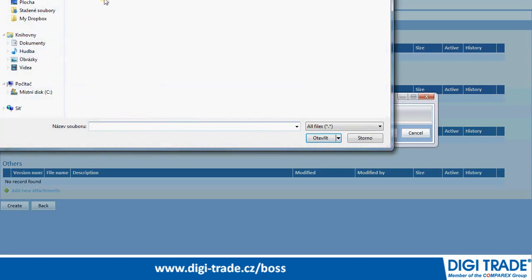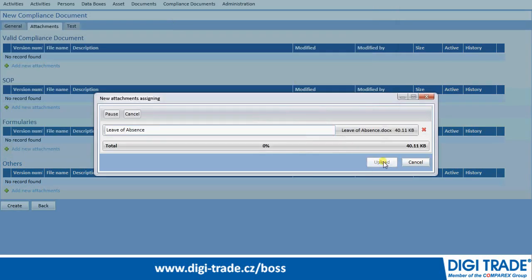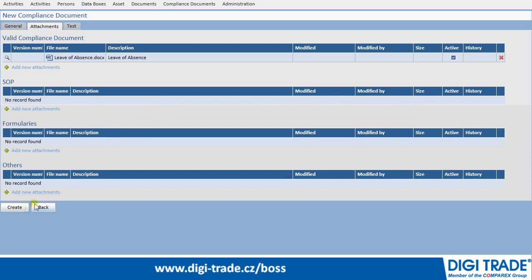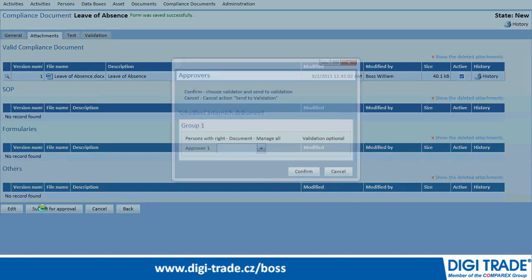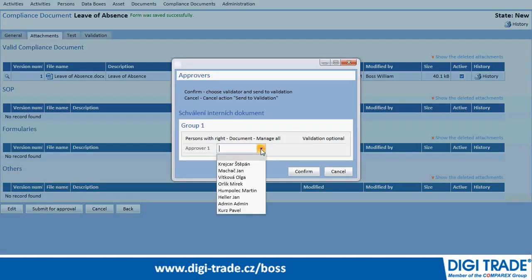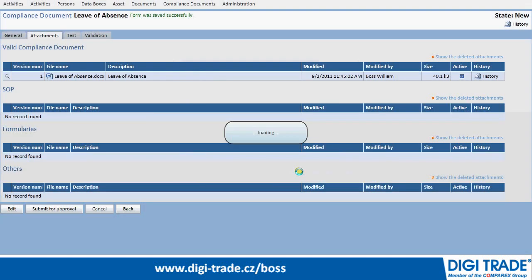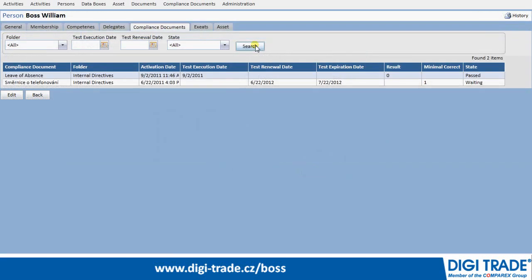The final step is to attach the actual directive along with any related forms. The whole package is then sent for approval before being published. The approval process can be different for each type of directive, and its definition is completely up to you. Once a directive is approved, it is published on a defined date.